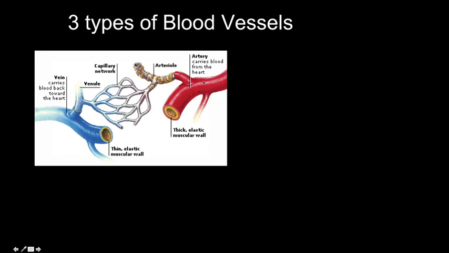So arteries get smaller and turn into arterioles. Arterioles get smaller and turn into capillaries. Capillaries get larger and turn into venules, and then venules get larger and turn into veins. So that's the blood flow from arteries to capillaries to veins.